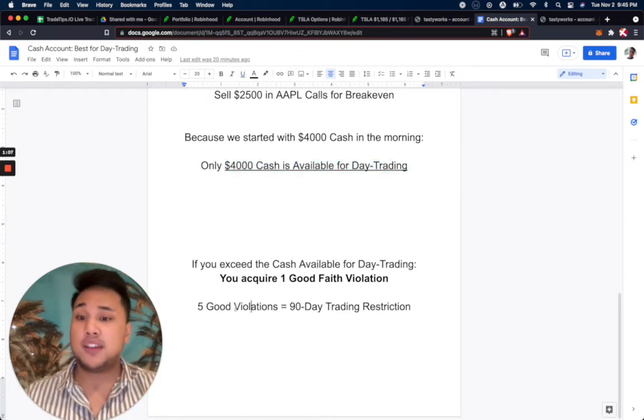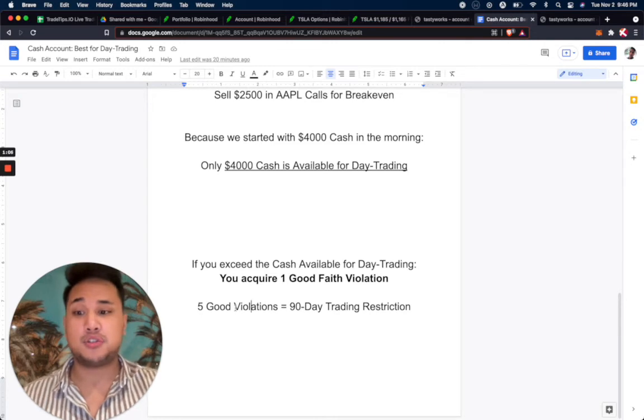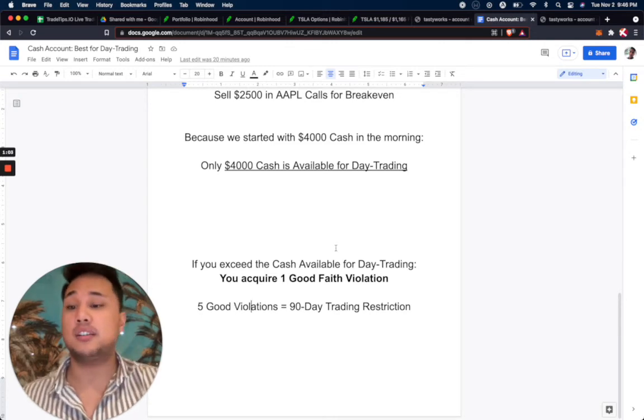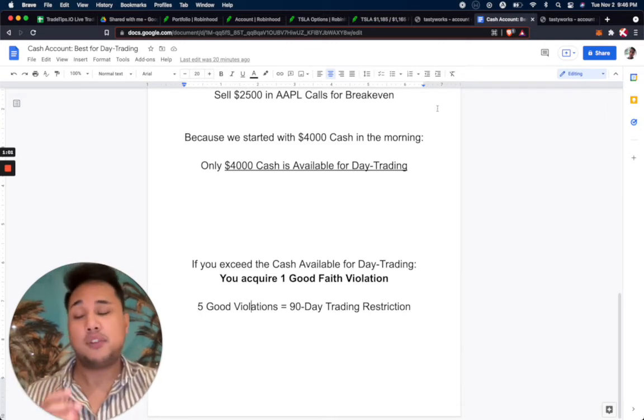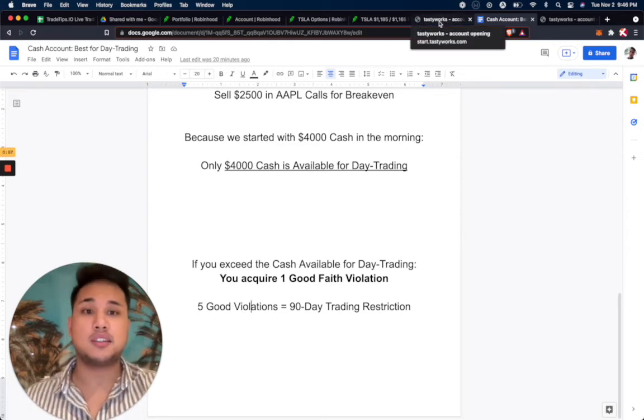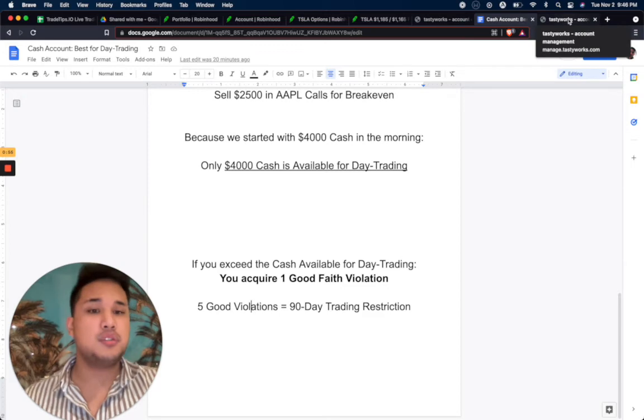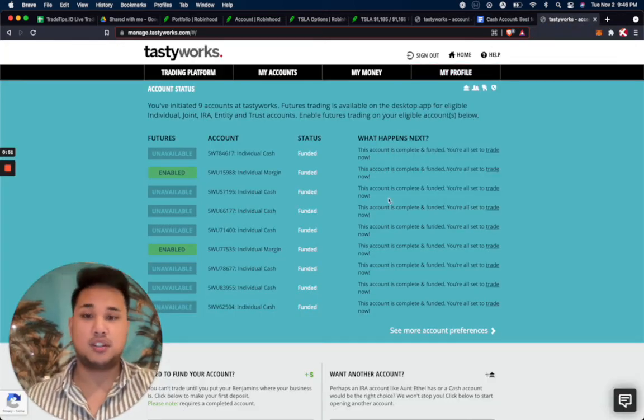And if you have good faith violations, you get this 90-day restriction. So you guys don't want that. They literally restrict you from opening or closing anything entirely. So you guys want to make sure that doesn't happen. In case you do mess up and you do overtrade, just know that there is a solution.